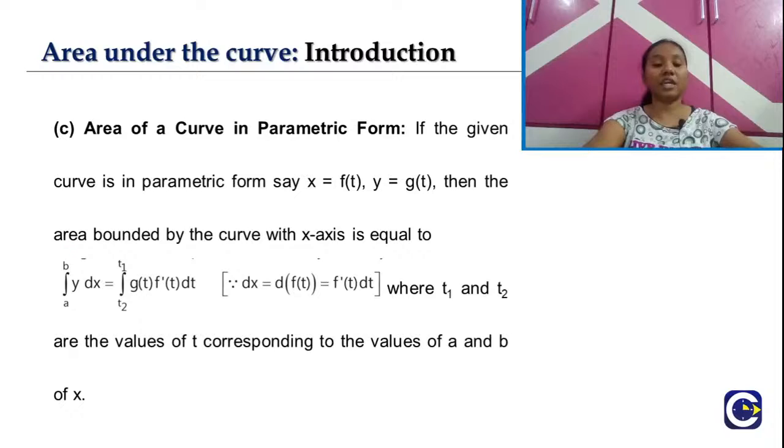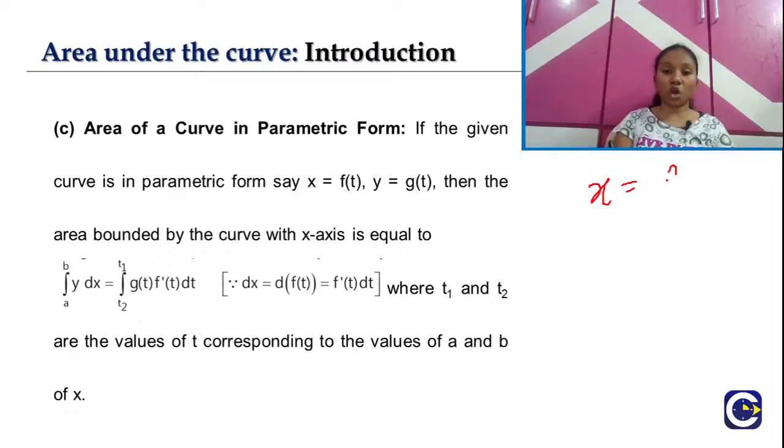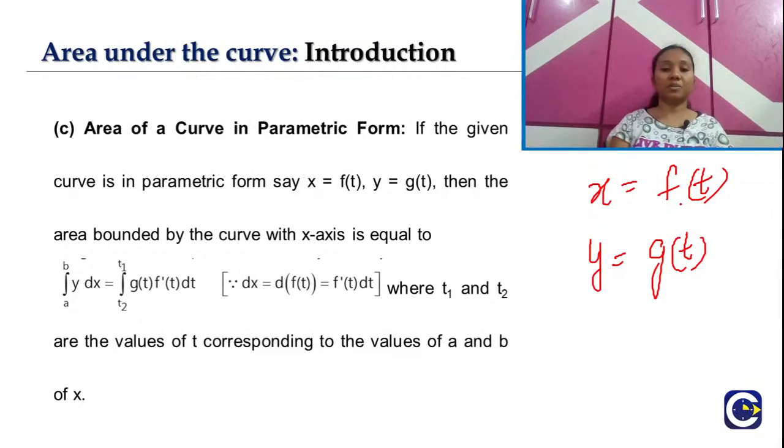Let's get started with the first one, which is the parametric form. So, the area of a curve in parametric form. What does parametric form mean here? We will have another variable. In general, our curve will be in terms of the x variable or in terms of y. But here we will have x also in terms of a variable, and similarly y also in terms of a variable. Which means x will be equal to f of t and y will be equal to g of t. These are the two parametric forms.